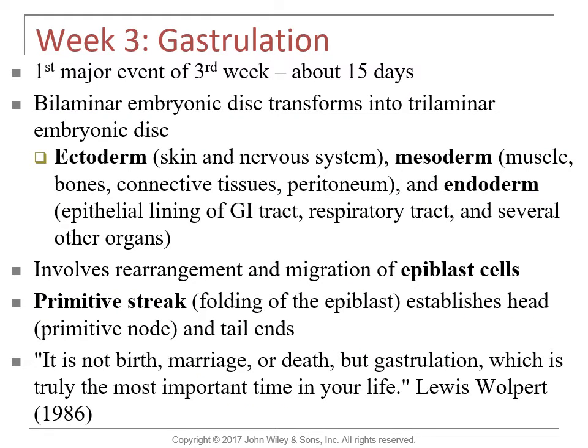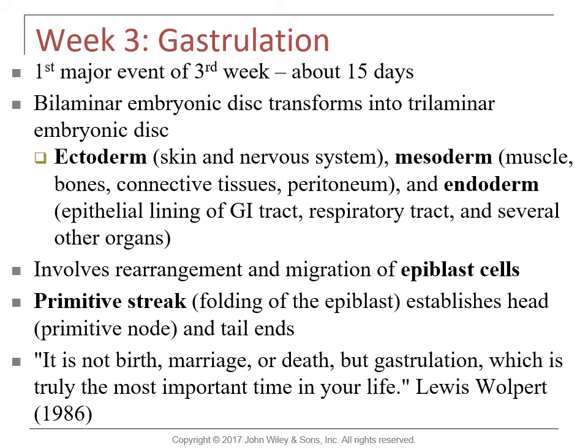Now we're going to talk about the third week of development. The third embryonic week begins a 6-week period of very rapid development and differentiation. During the third week, the 3 primary germ layers are established and lay the groundwork for organ development in weeks 4 through 8. Gastrulation is the first major event of the third week of development. It occurs about 15 days after fertilization. In this process, the bilaminar embryonic disc consisting of the epiblast and the hypoblast transforms into a trilaminar embryonic disc consisting of 3 layers.